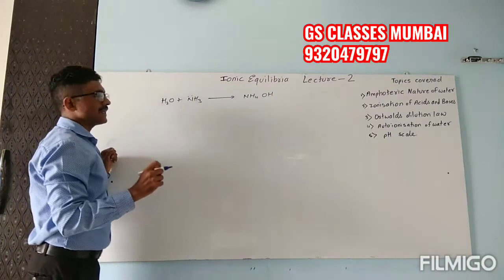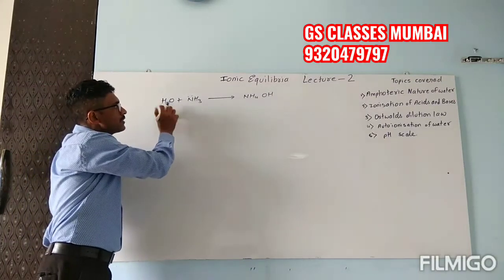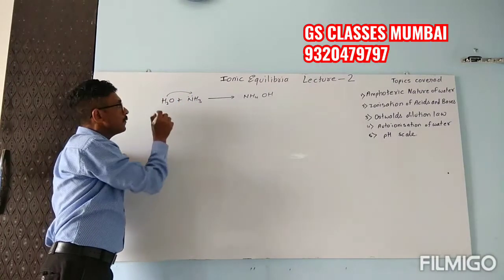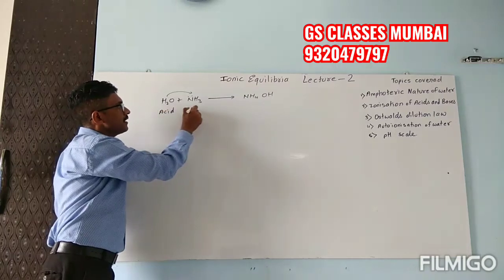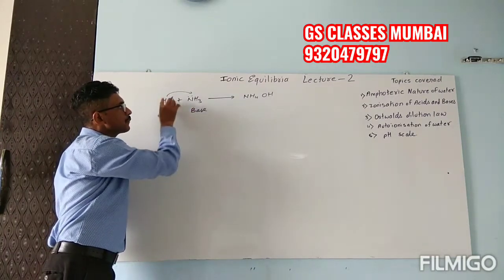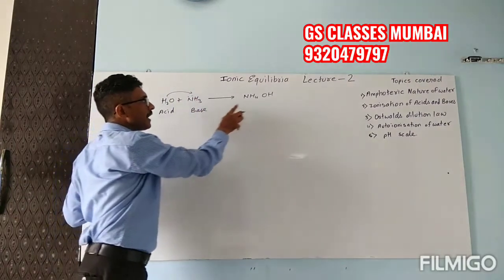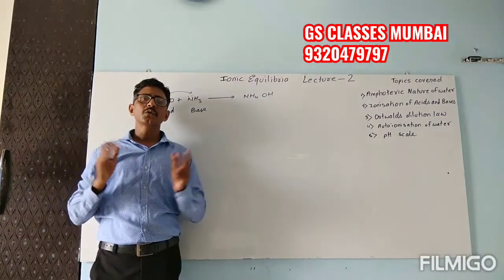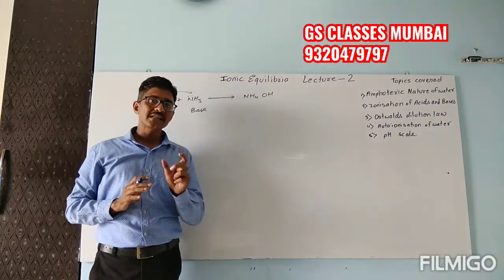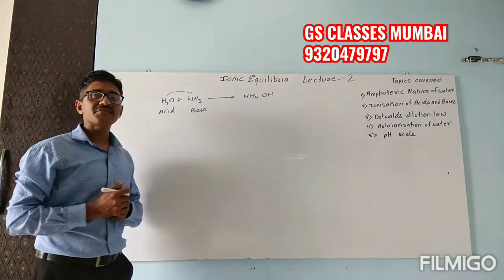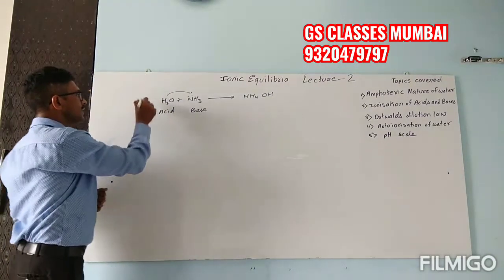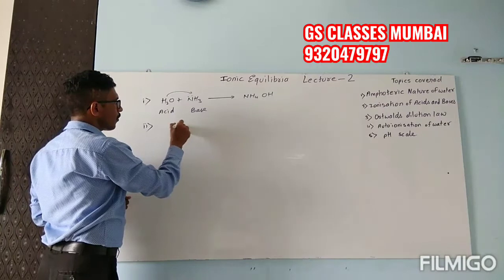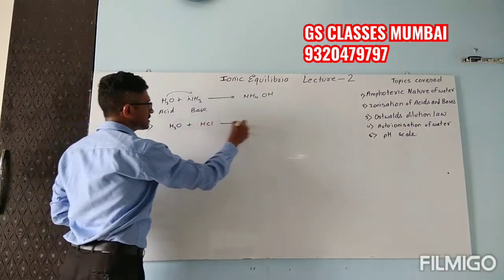The important thing is that water is donating a proton to ammonia, which means it is acting as an acid. Ammonia is accepting the proton, so it is a base, and now the product is getting formed. So the reaction clearly tells you that ammonia is a base, so water is definitely an acid. Now children, we will move to the second reaction, where water is reacting with HCl.